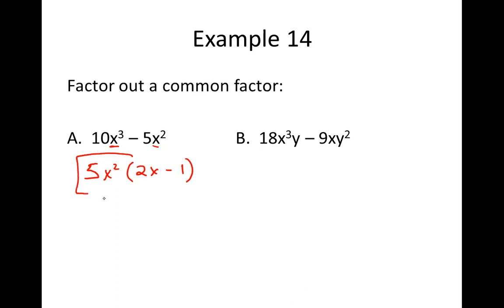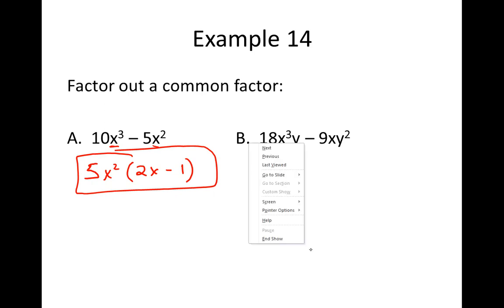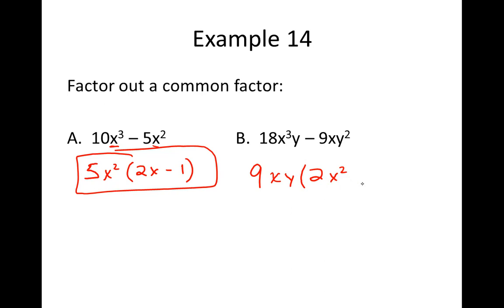What about part B? What can I pull out here? Let's see. 9xy. That's all I can pull out, right? What do I have left in the first term? 2x squared minus, let's see, the 9's gone, x is gone, and one of the y's is gone. Just a y. Again, redistribute this through to check it.